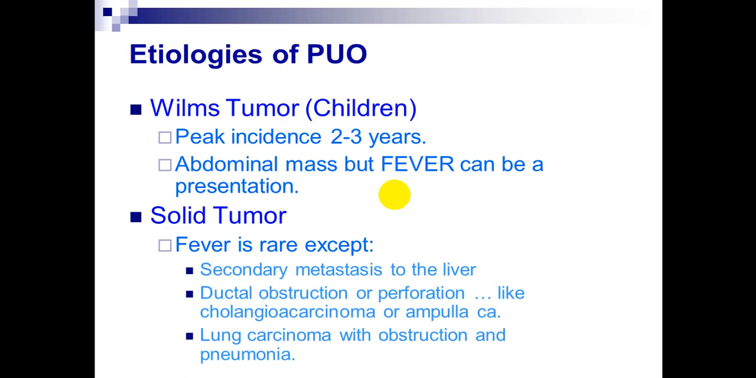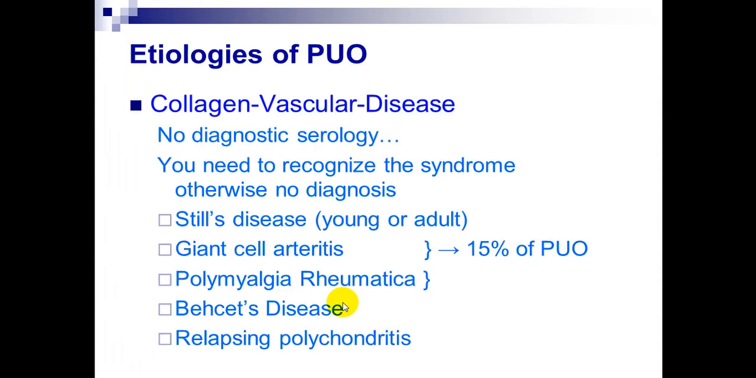Wilms tumor, a disease of the renal organ in children. Solid tumor, fever is rare except when there is secondary in the liver or ductal obstruction or lung carcinoma with superadded infection.